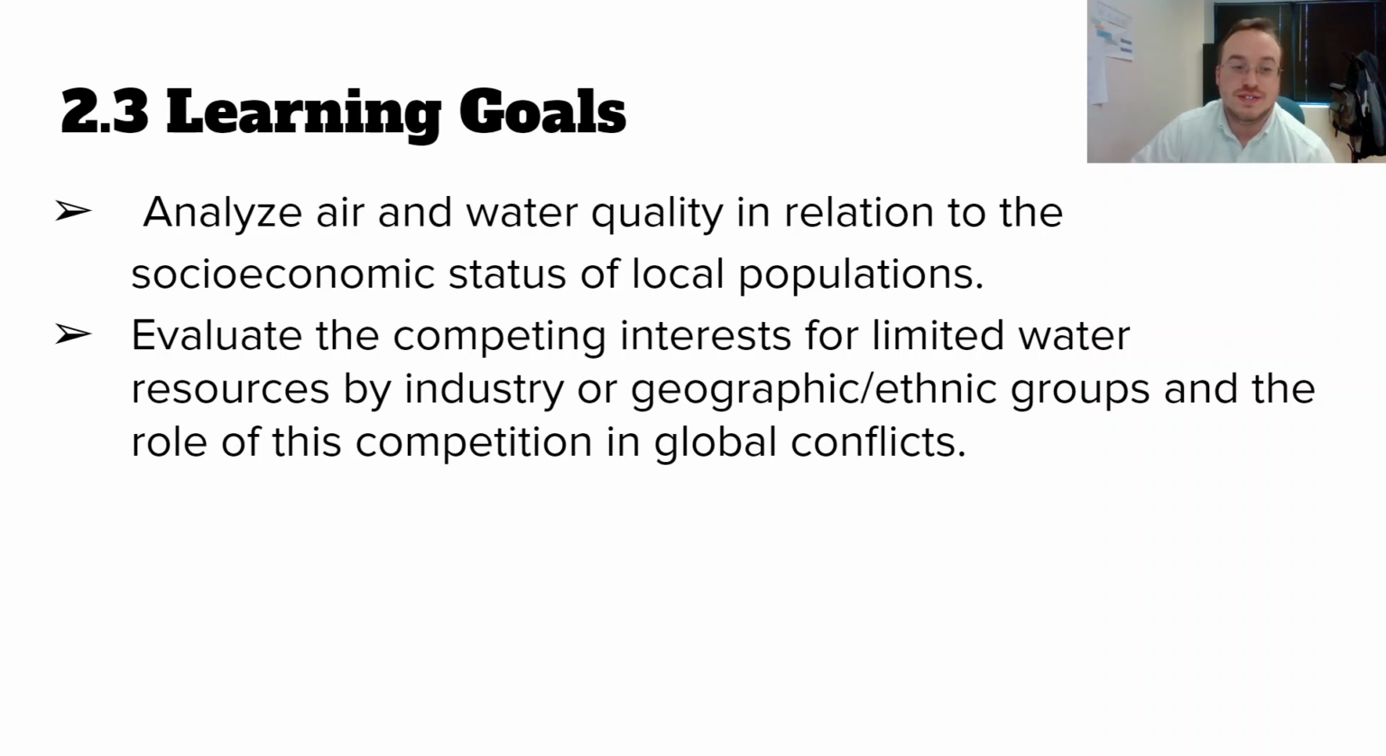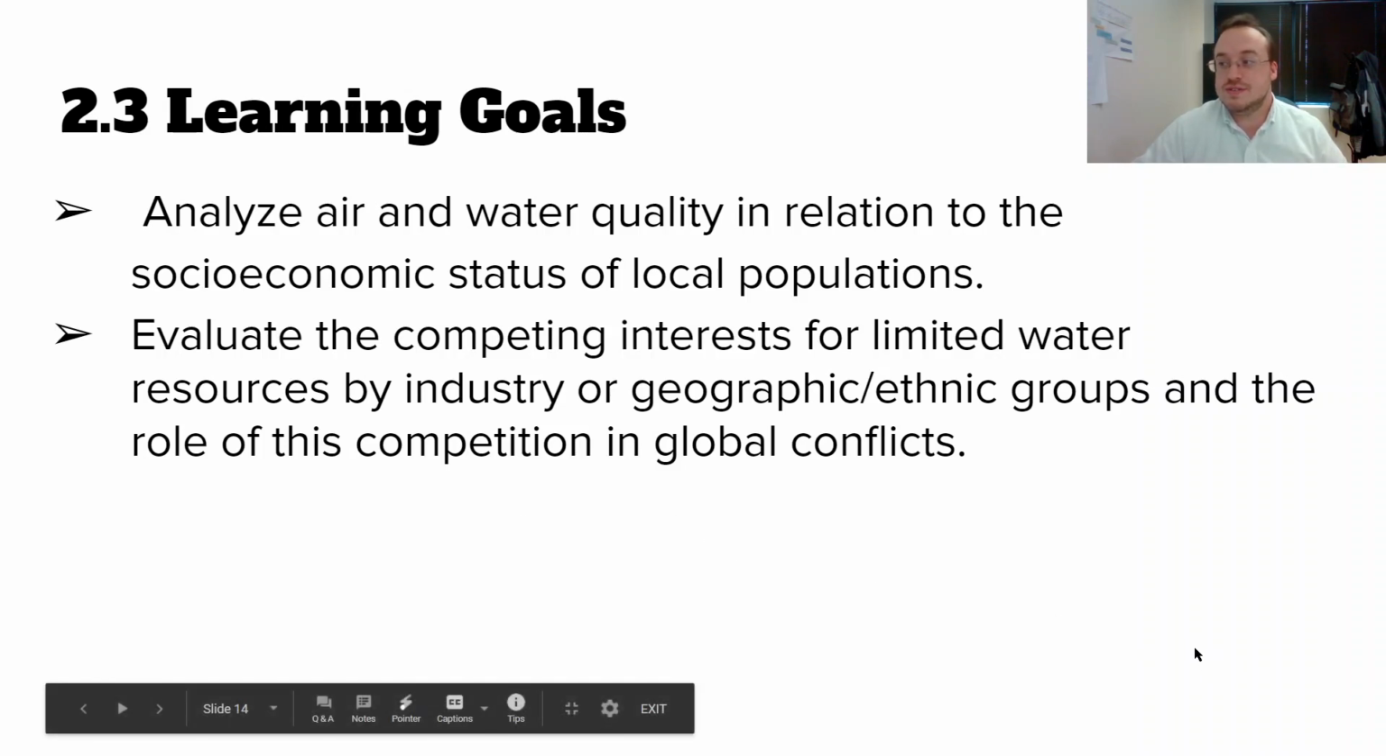Hello, this is the content video for Environmental Science 2.3. We are going to look at the air and water quality of different regions in relation to the socioeconomic status of its population, as well as looking at the competing interests for limited water resources by industry, which is corporations, or geographic or ethnic groups, and the role that that can play in global conflicts.